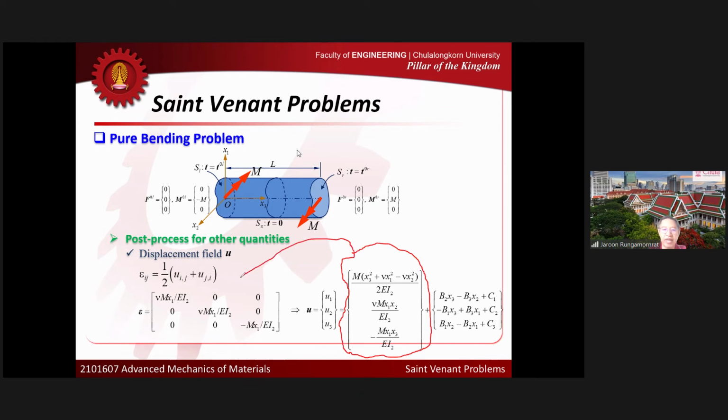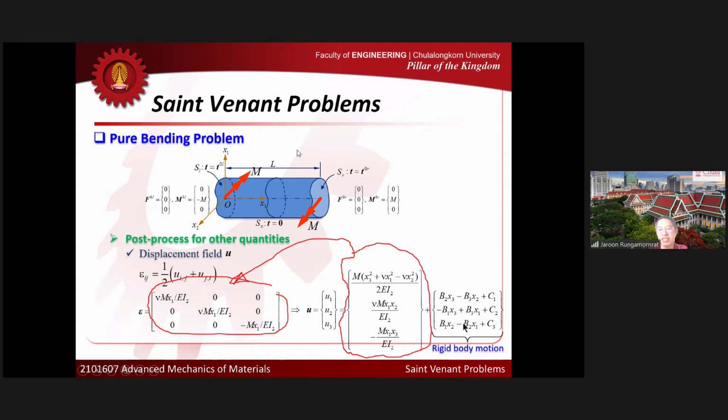So that the displacement corresponds to this strain. But the one here we call the rigid body part. Okay, the rigid body part will not generate any strain, or it generates zero strain. Okay, that we call the rigid body motion.